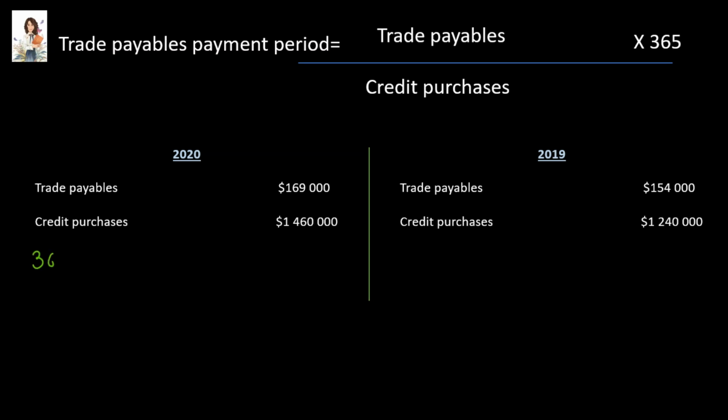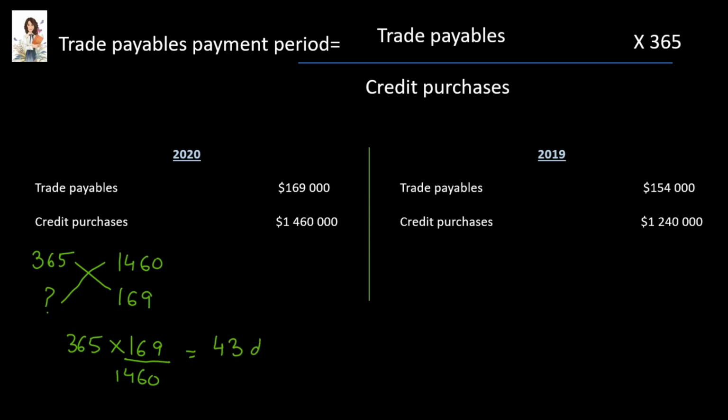So in 365 days, the company has paid for $1460 of purchases. Therefore, in how many days will the company pay for $169 of purchases? So we can cross multiply 365 into 169 upon 1460, that is 43 days.